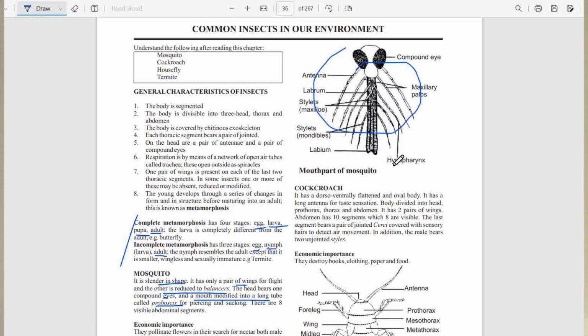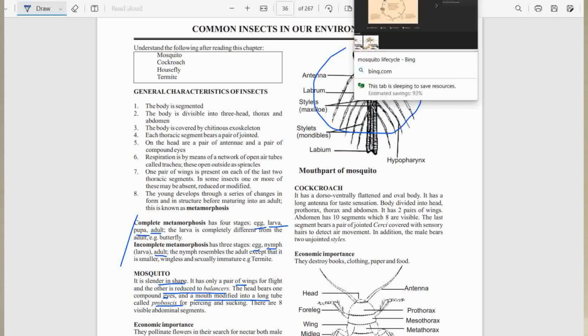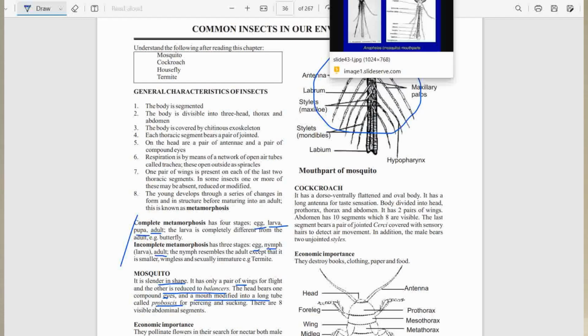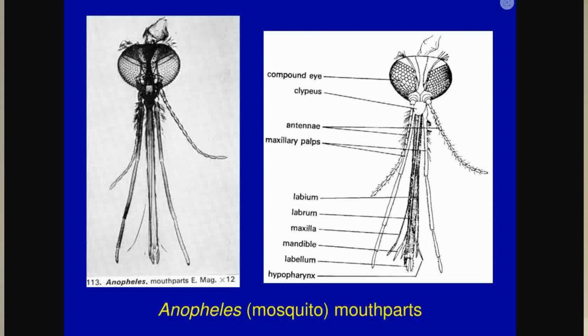You should be able to draw and then label this. I want to show you quickly an image here of the mouth part of the mosquito, the head structure of the mosquito. So you have the compound eye. You should be able to spot the pair of antennae. You should also be able to see the maxillary palp, the labium, the labrum, which is outer, and you should be able to spot the maxilla, the mandible, the labellum, and the hypopharynx.